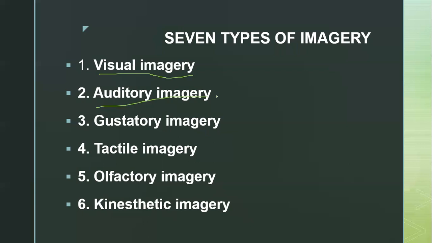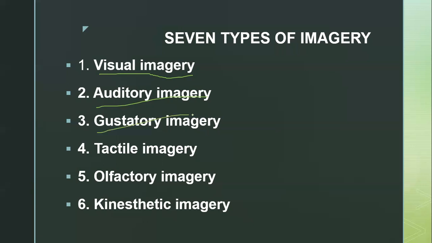So here, guys, because of the word music, most likely if you imagine something, you hear something about the wind, about the wailful choir. So most likely it talks about auditory imagery. Now, let's go to gustatory imagery.